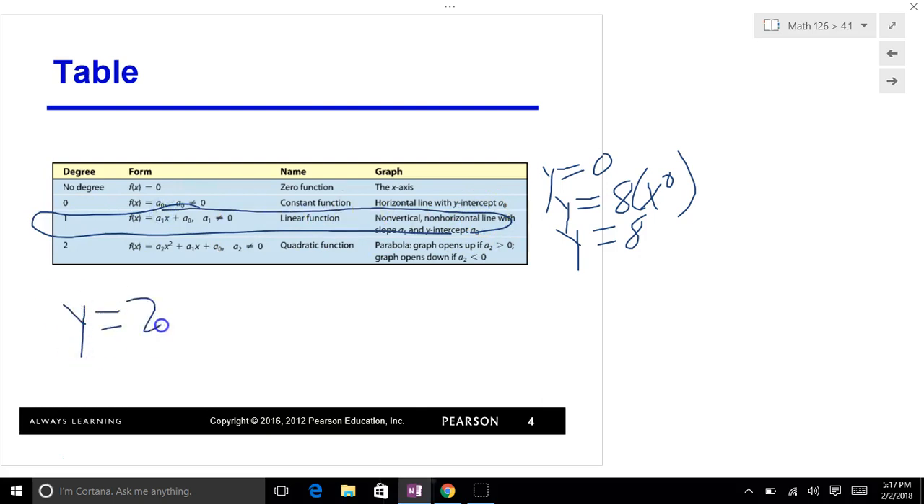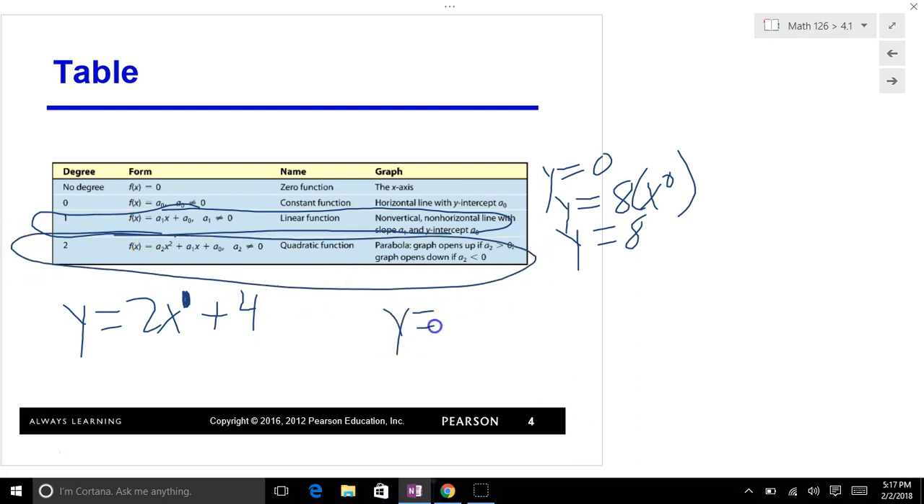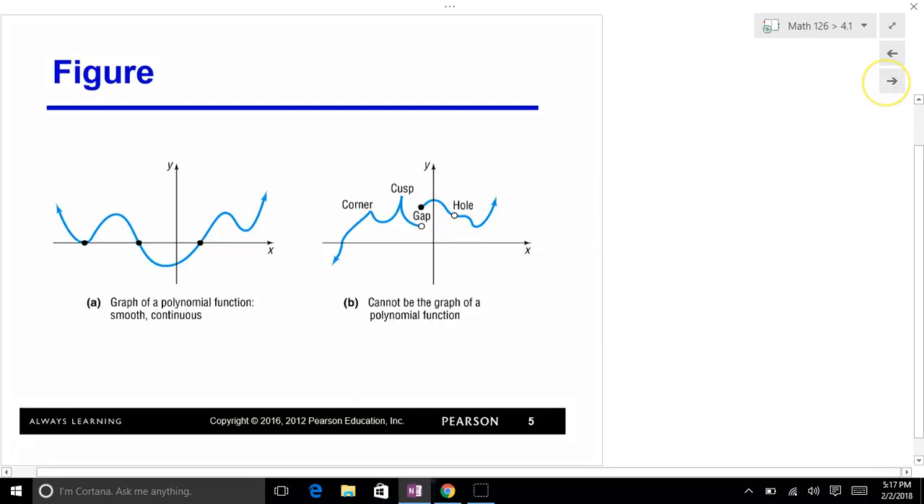Next one, now you've got first degree, so this is a linear function. Linear function, for example, 2x plus 4, right? This is to a first power, so it's a linear function. And then you've got the second degree, a quadratic. An example of that might be negative 3x squared plus 2x minus 4. That would be a quadratic or a second degree polynomial.